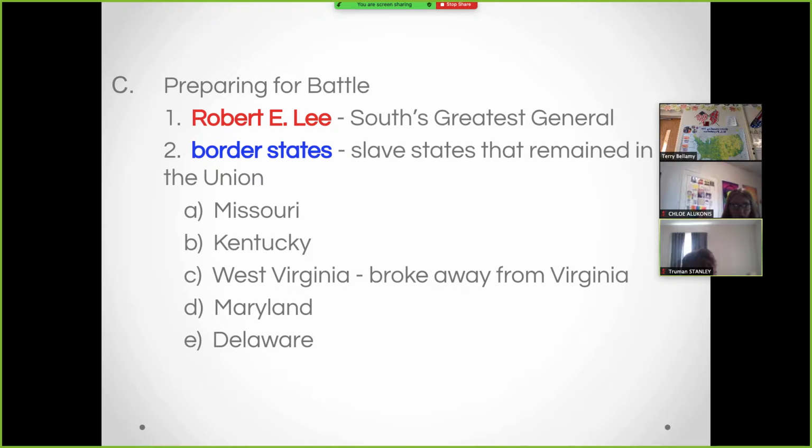So Edwin Stanton goes to Robert E. Lee and he says, Mr. Lee, we would really appreciate it, Abraham Lincoln would really appreciate it if you would take command of the Army of the Potomac, the biggest, strongest, bestest of the Union armies. They offer command of all of the Union armies to Robert E. Lee. He's the best Union general. Robert E. Lee decides to deny the request.